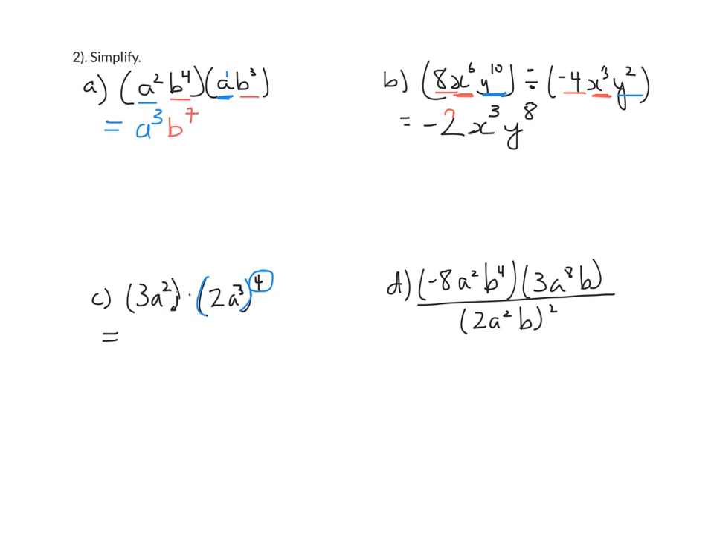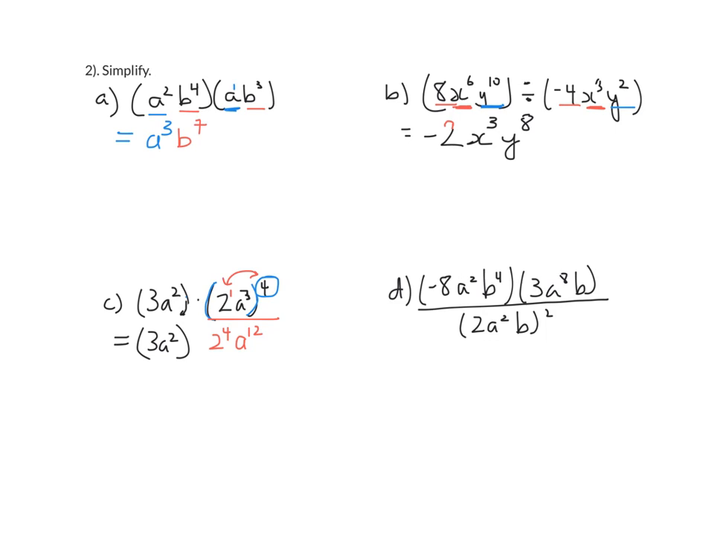All right, so I'm just going to recopy that 3a squared. I'm not doing any calculation with it yet, but I'm going to calculate the piece of 2a cubed all to the exponent of 4. So it really means I would have 2 to the exponent of 4 times a to the exponent of 12. So this was an exponent of 1. I'm multiplying my exponents together here. 1 times 4 is where the exponent 4 came from, and then the 3 times the 4 is where the 12 came from there.